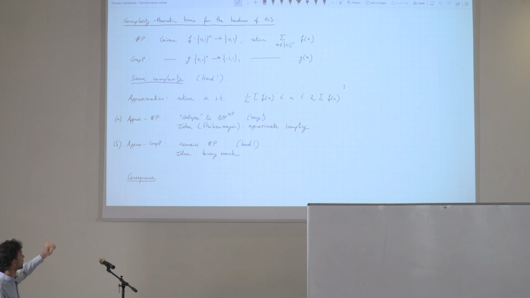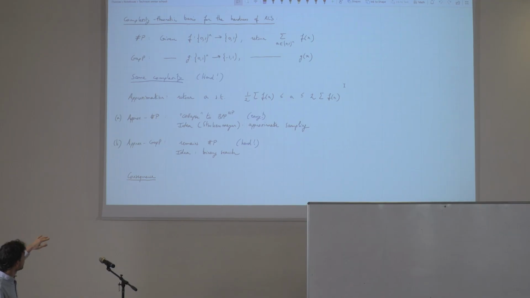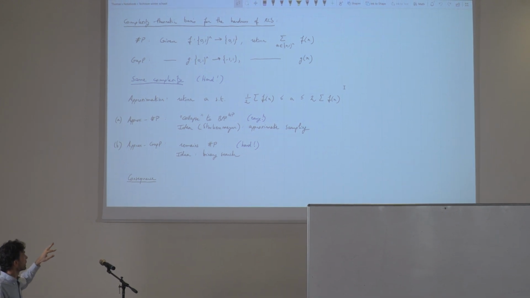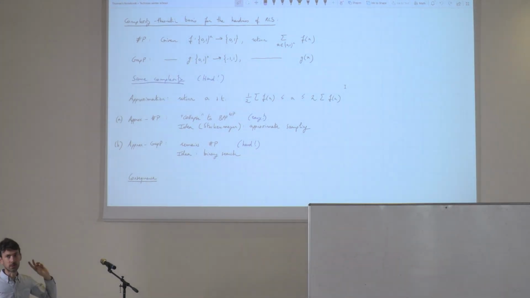But there is an idea that dates to the 70s. There's an algorithm that dates to the 70s that lets you approximate the sum to a factor 2 much faster than computing the exact sum. Okay? Now there's a difference with the second case. For GapP functions, it turns out that approximating the sum to within a factor 2 is just as hard as exactly computing the sum.